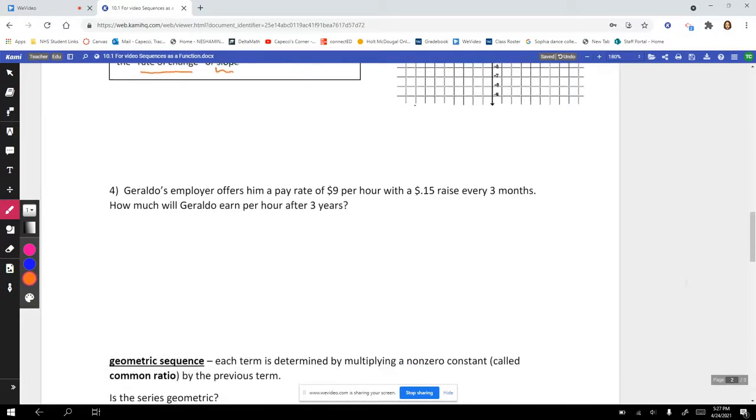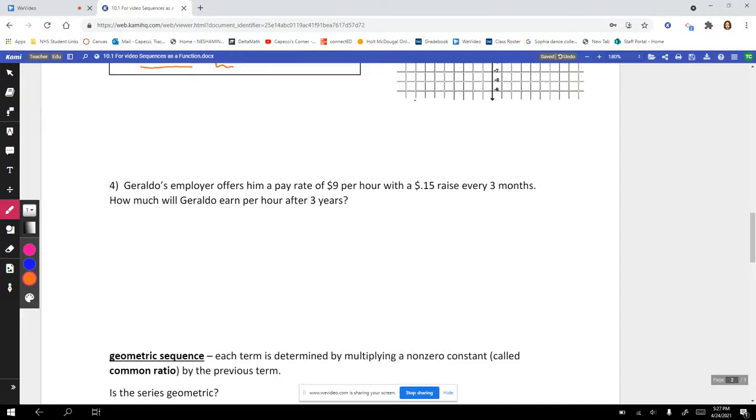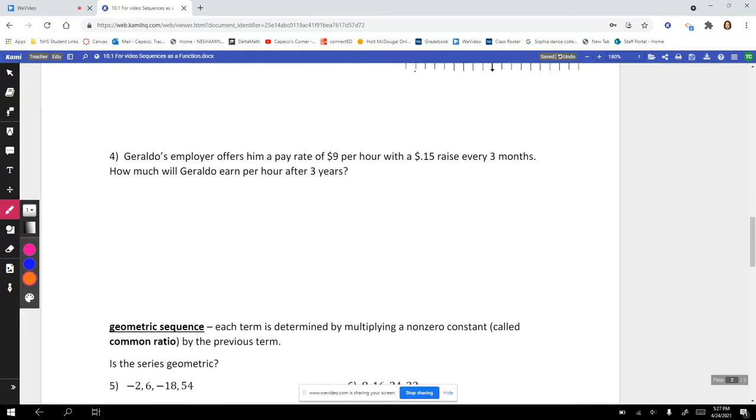All right, let's look at number 4. Haralda's employer offers him a pay rate of $9 per hour with a 15-cent raise every 3 months. How much will he earn per hour after 3 years? Now, this is arithmetic, so this is kind of a word problem on how things can go using the information we have. So let's start with our line.